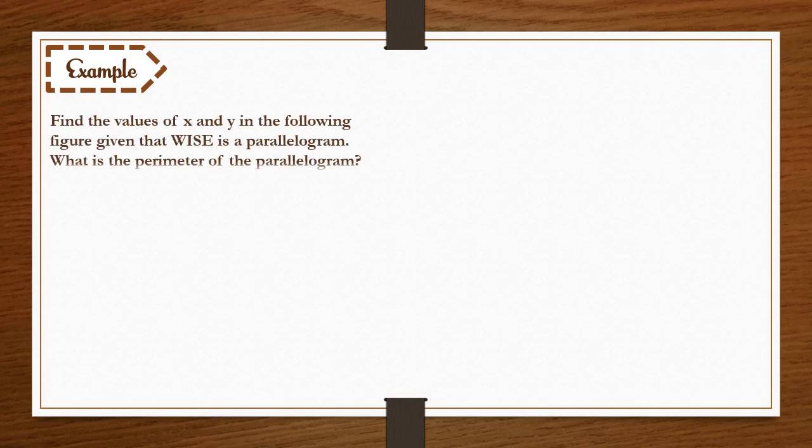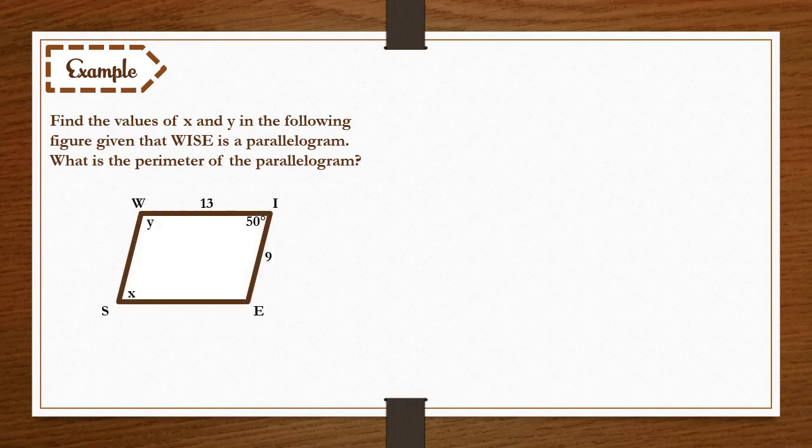Okay, let's now have an example for the first 3 properties. Let's say, find the values of x and y in the following figure, given that it is a parallelogram. What is the perimeter of the parallelogram? So we have here parallelogram with angle I measuring 50 degrees. Angle W is the unknown y and angle S is the unknown x. The length of segment WI is 13 and the length of segment IE is 9. So let's see the solution.